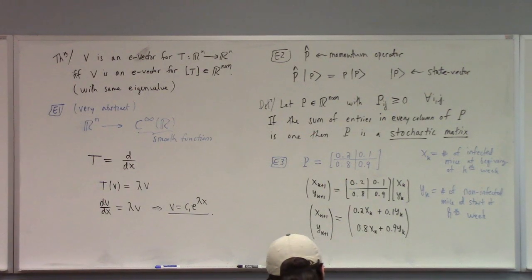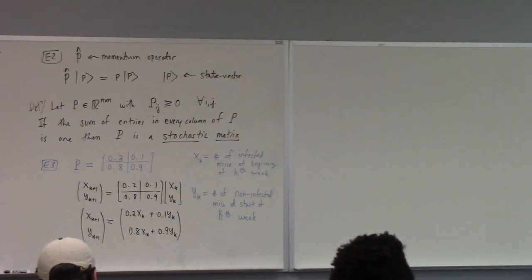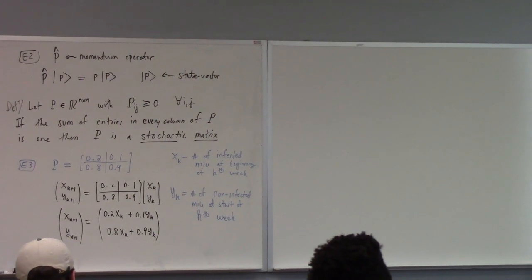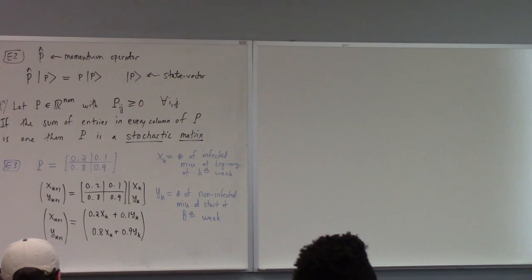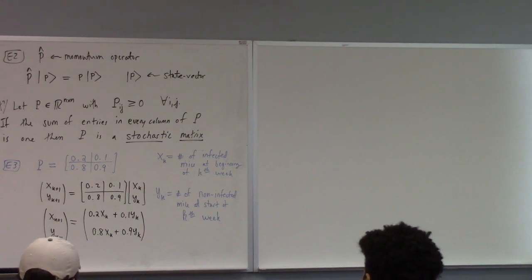You've got two populations and some kind of rule that associates these two populations as time evolves, and we can set up a matrix multiplication to create what you might call a state machine. The state machine takes the kth state and creates the k plus 1th state.